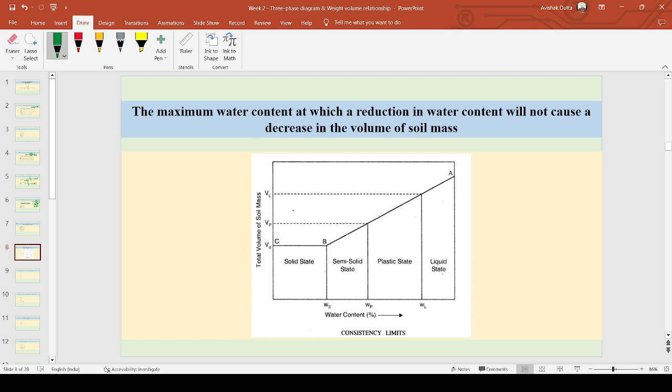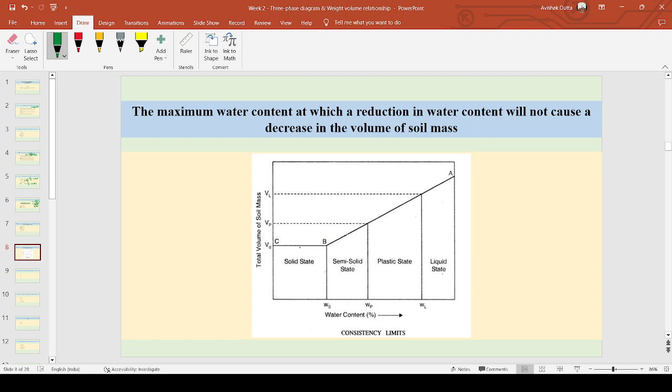Plastic limit minus shrinkage. No. See what is happening in this graph. If we go from the right to the left, I'm going from A to B and then to C. If I go from A to B, what is happening? The moisture content is decreasing, right? Towards the left. And as the moisture content is decreasing, the volume is also decreasing, but only up to a certain point, up to B. After this, even if we decrease the moisture content, the volume is constant.